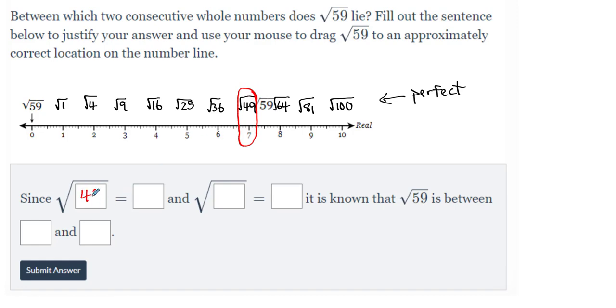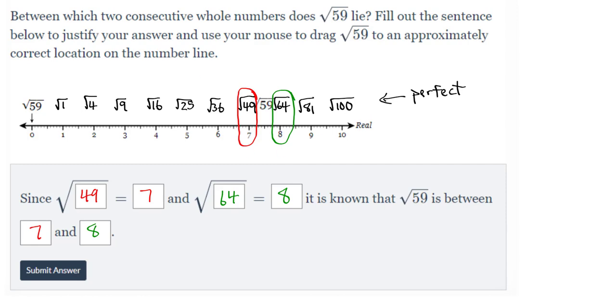So the square root of 49 is 7, and the square root of 64 is 8. It is known that root 59 is between 7 and 8. We don't know exactly where, but it's between those two whole numbers. And that's pretty much it. Again, my suggestion would be to draw your number line, and that's it.